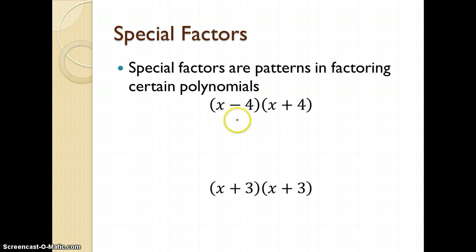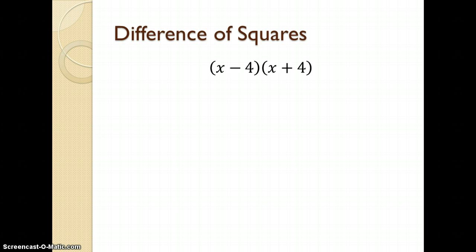The pattern, if you notice in both of these, is that the first entries match and the second entries match in both sets of parentheses. One pattern you'll see is when the signs are different, and one pattern you'll see is when the signs are the same. So these repeated parentheses give us some special patterns. The first one, which you should be familiar with already, is called a difference of squares.